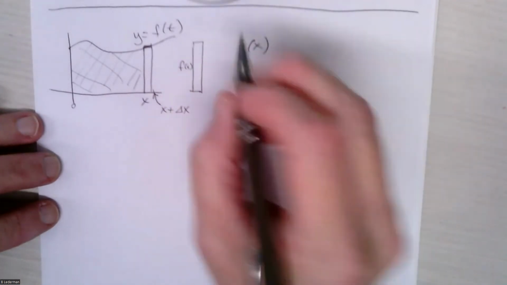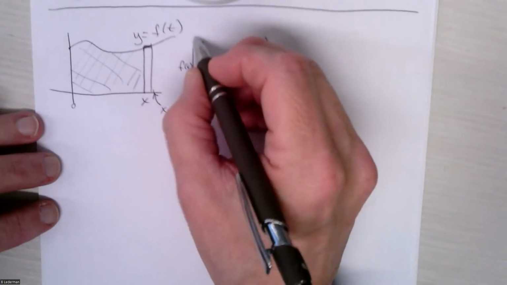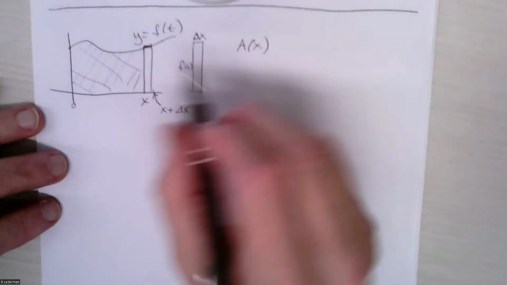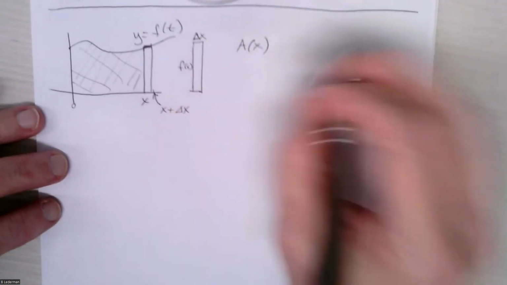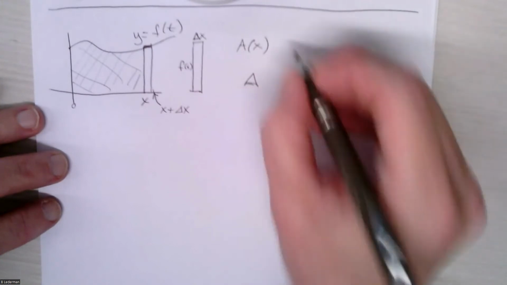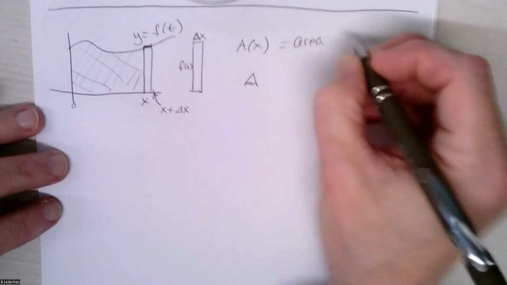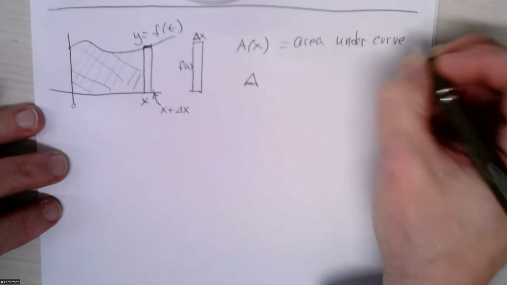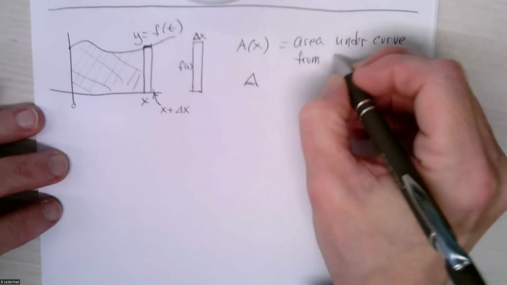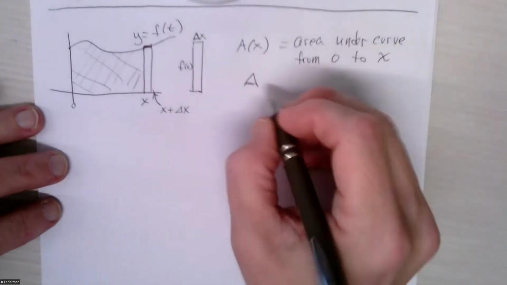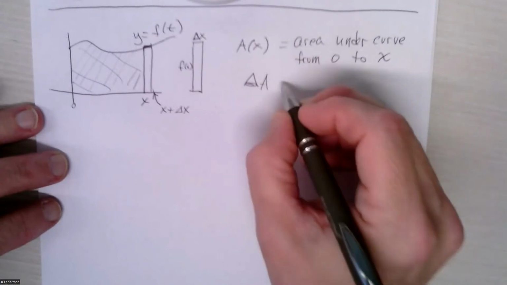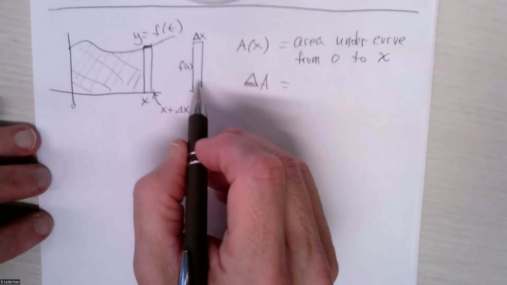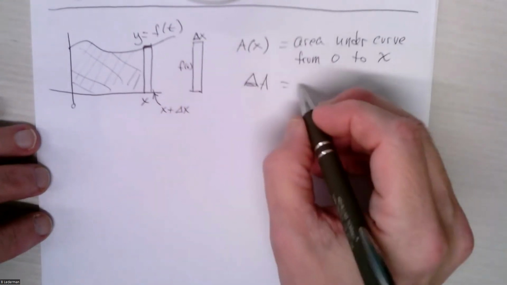X being that point right there, and the width of this strip is delta x. Well, how much does the area change when I add this little strip on? What is delta A? That's the area under the curve from 0. So the change in the area is just the addition of this strip. And the area of that strip is f of x times delta x.